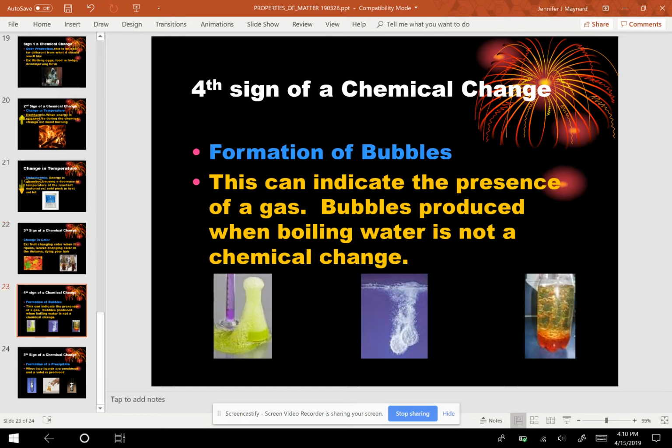Formation of bubbles. Yay, bubbles. This can indicate the presence of a gas. Bubbles produced when boiling water is not a chemical change. So you got to watch it. Bubbles doesn't always mean a chemical change, but if it's just sitting there, it's not being heated up, and you've added two things together, then you definitely have a chemical change. So this might be a little bit of an elephant toothpaste like thing going on. Alka-Seltzer, I don't know if you guys know the thing, pop, pop, fizz, fizz, oh, what a relief it is. And I don't know what that third one is, but bubbles.